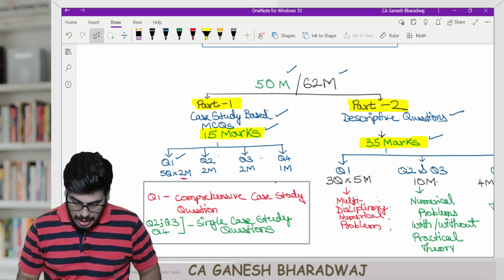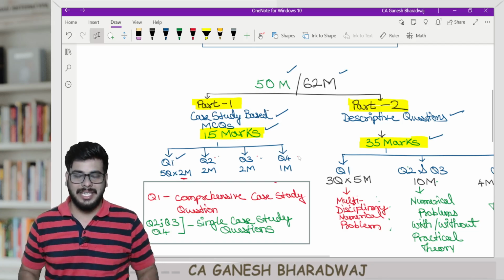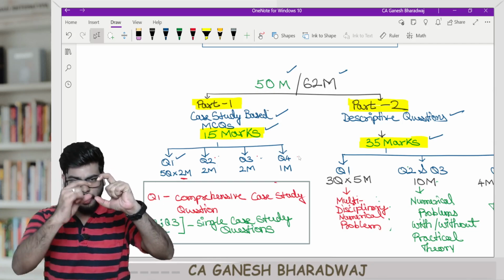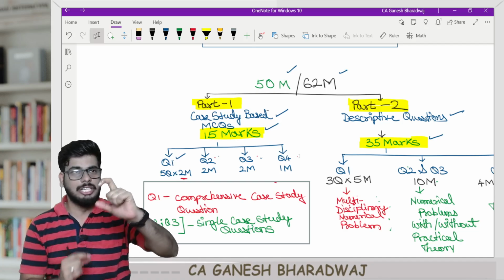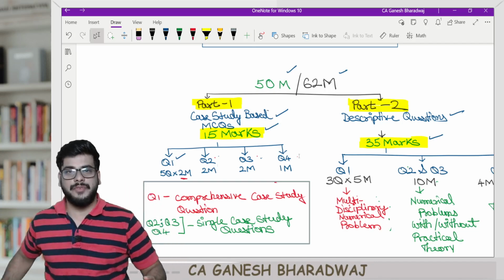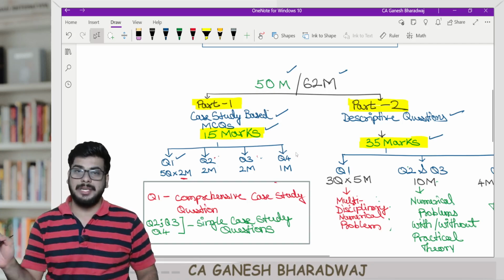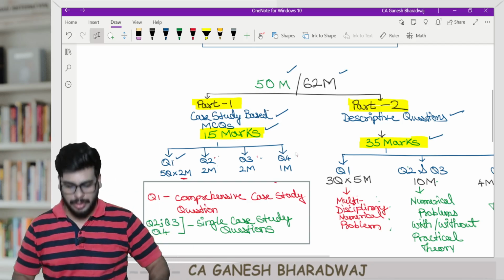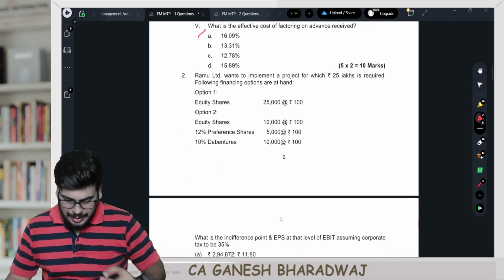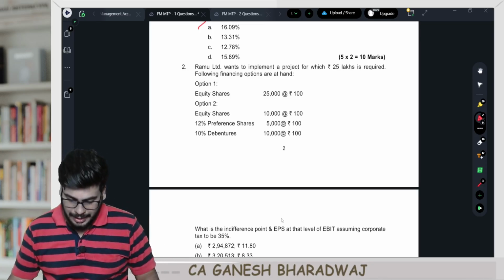Clear with this, guys? Now, questions 2, 3 and 4 are single case study based. What do you mean by single case study based, right? There is one case study given, out of which there is only one MCQ being asked. It is not like question number 1 where out of a single data set, 5 different MCQs are framed. Nothing of that sort. Questions 2, 3 and 4 are basically single or standalone case study based. These are also case study based only, but they are not comprehensive case studies. They are like single case studies. This word comprehensive and single, I am using it for the sake of understanding. Clear with this, guys, right?